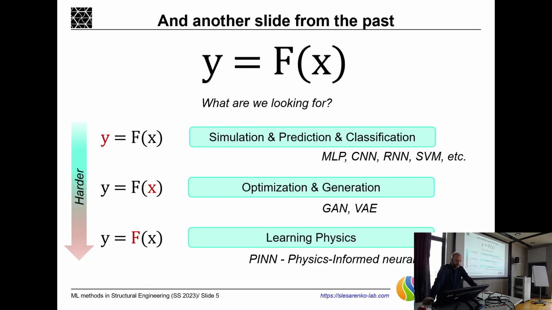And another slide from the past, you remember this one. When we have output and input, they are somehow connected. We can look for 2 different things. We can look for a Y, and in this case we're doing simulation, predictions, and classification. This is the main part of our course, because it's basic. Then we had the chance to look at optimization and generation. So we looked at GANs, variational autoencoders, and even these diffusion models.